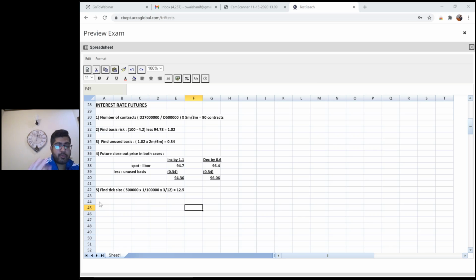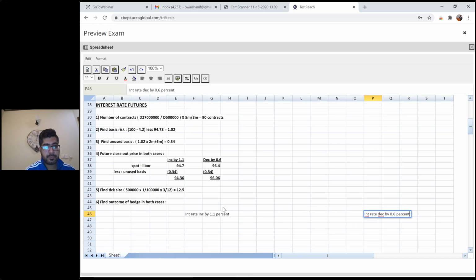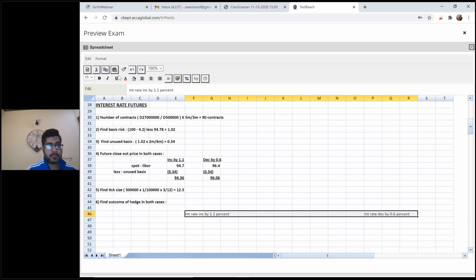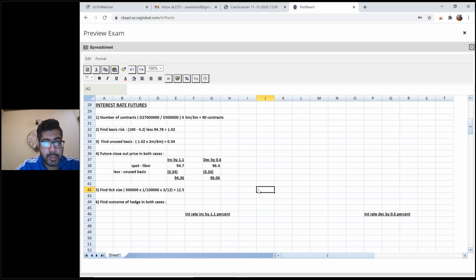Okay, then the next step, the most mark-scoring step, which carries the heavy weightage: find the outcome of hedge in both cases. The first case is interest rate increase by 1.1%, and the second case is interest rate decrease by 0.6%. You need to find the outcome of hedge in both cases.